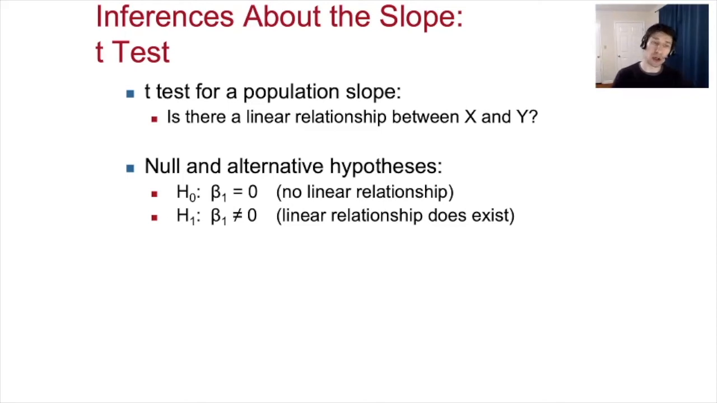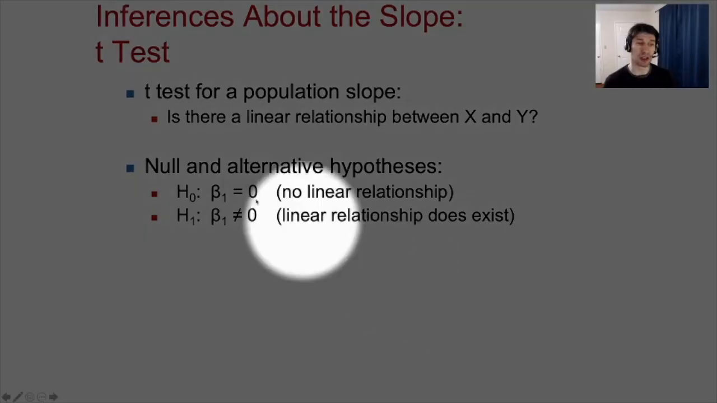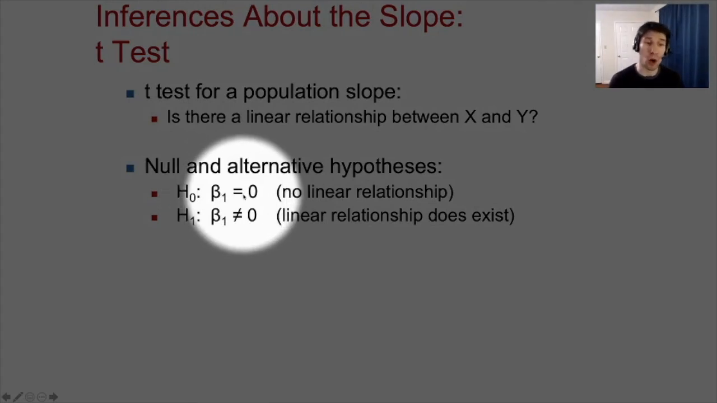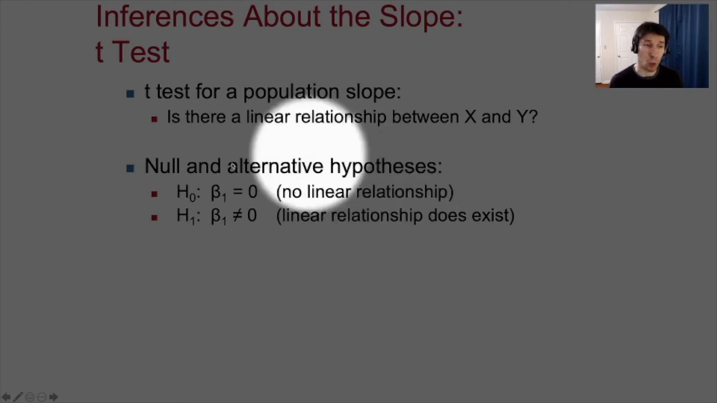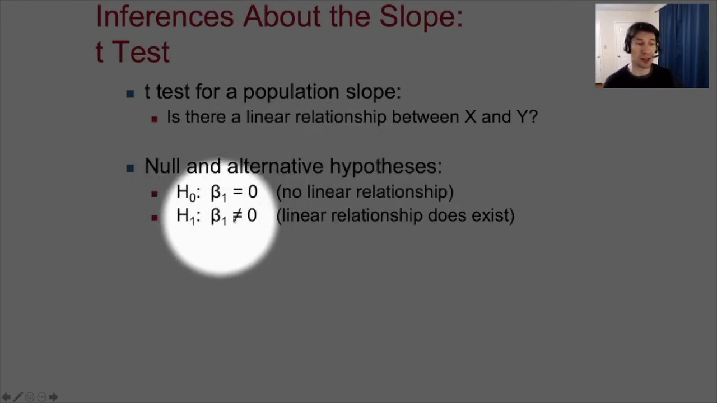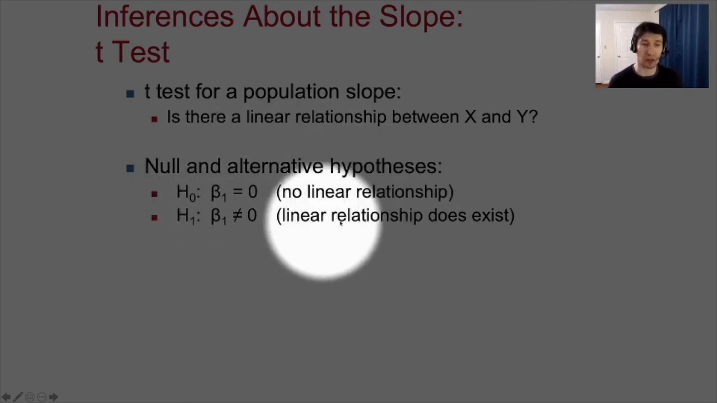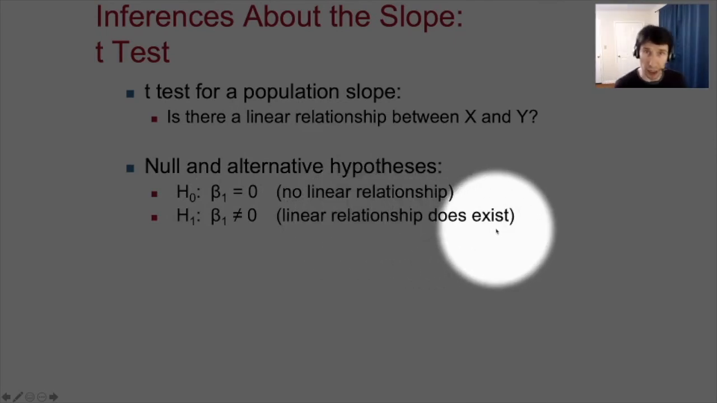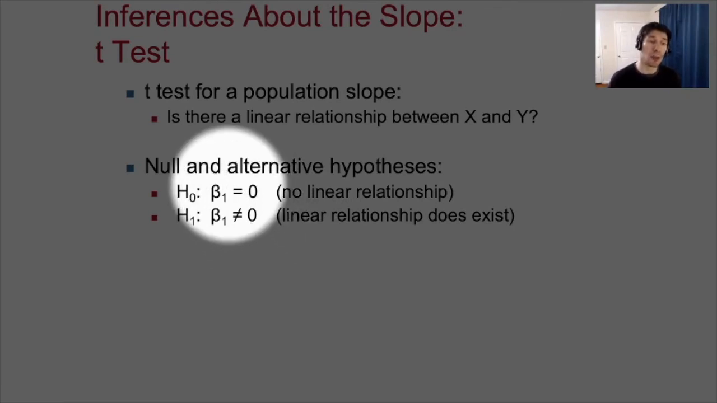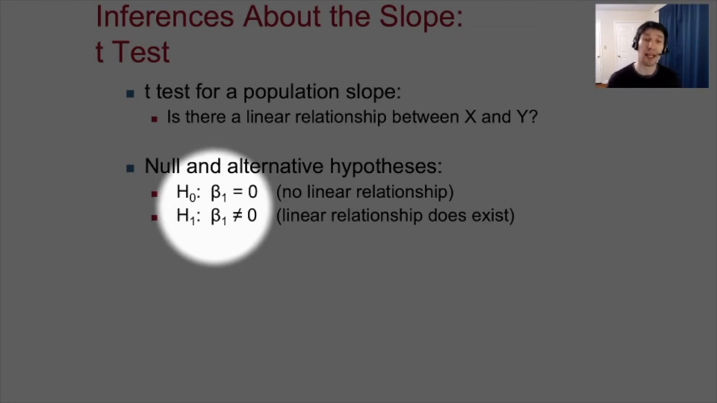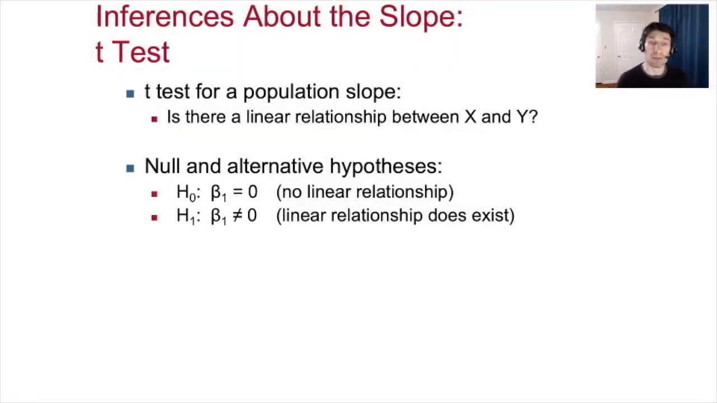And again, you're going to recognize this. We're going to have a null and alternative hypothesis. H0, the null, is going to be that beta 1 is equal to 0. There is no linear relationship between x and y. And H1 is that beta 1 is different from 0. There is some relationship between x and y. It may be positive or negative, but at least it is not 0. That is our H1. And of course, the beta is the population parameter, and we estimate it with the b.